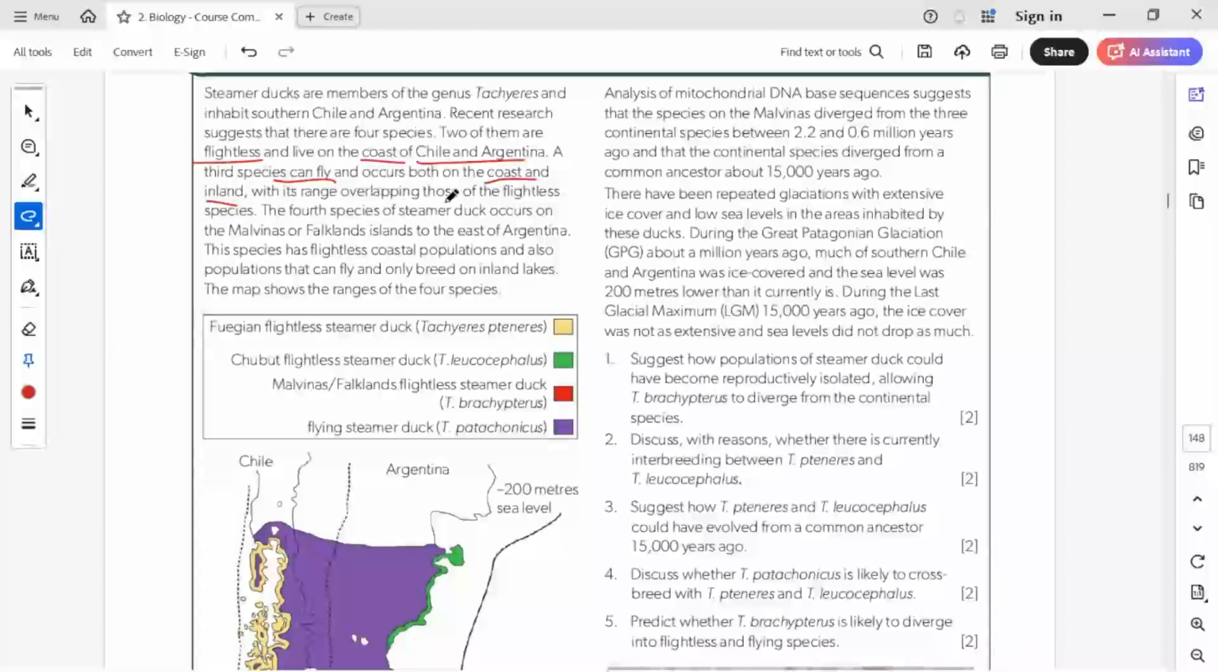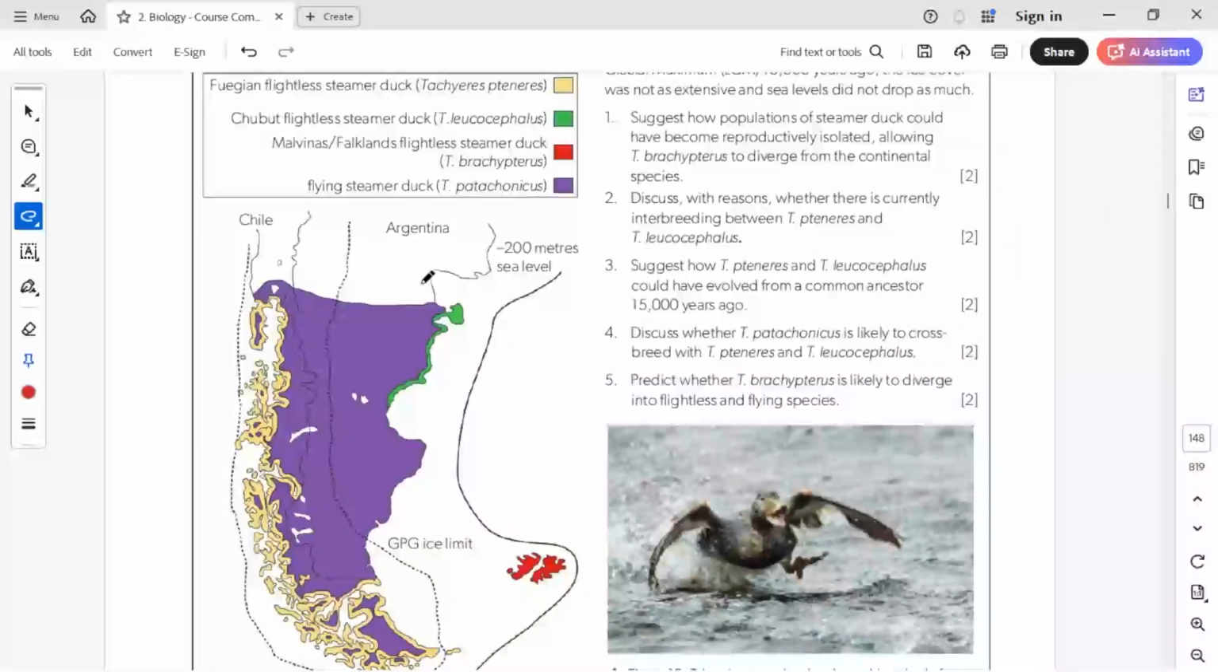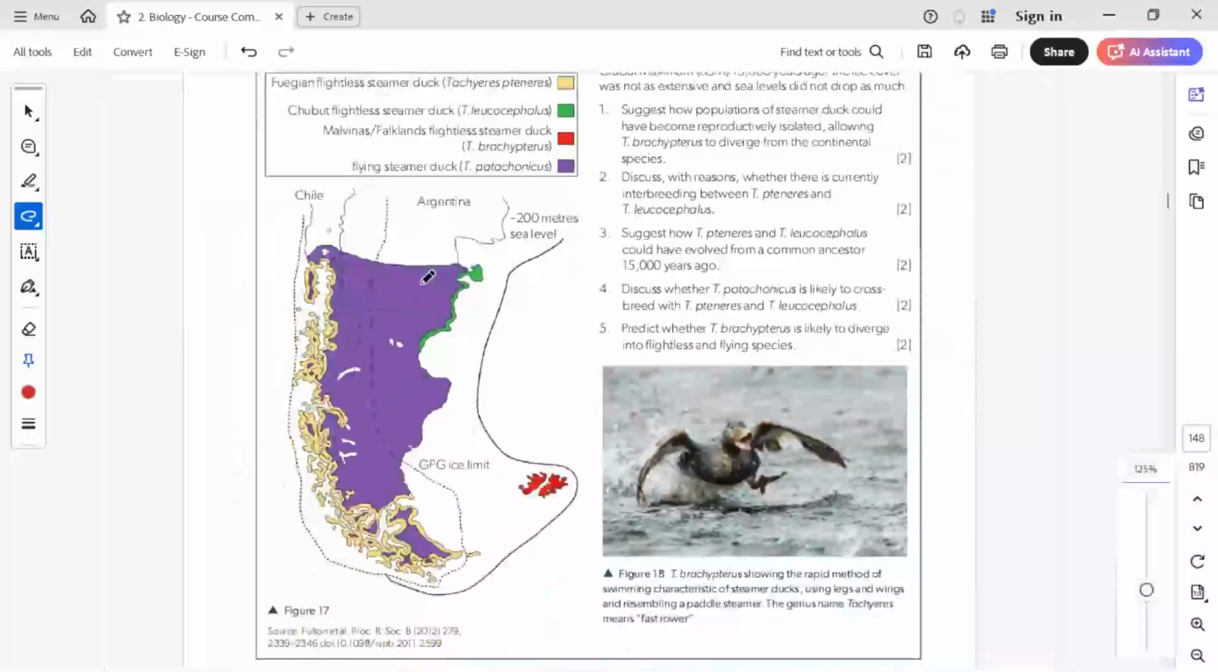So with its range overlapping those of the flightless species. The fourth species is a steamer duck that occurs on the Malvinas and Falkland Islands. So these are found in the islands in the east of Argentina. These species are flightless coastal populations, and also populations that can fly and only breed on inland lakes. So the map shows the range of these four species. So here let's see this particular picture.